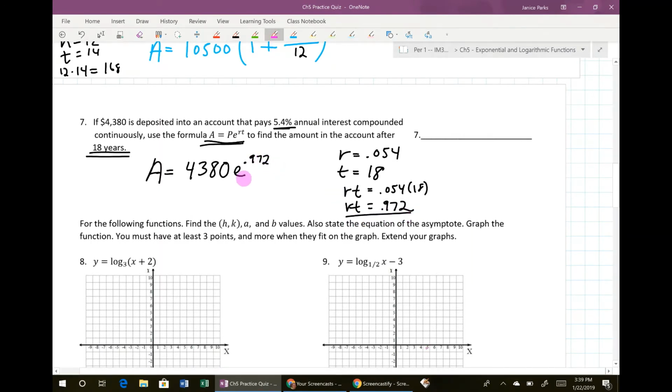So when you put that in your calculator, you're going to raise E to the 0.972 power. It's generally easier to do that exponent first. And then once you get that result, you multiply that by 4,380. That answer will be 11,000. Don't forget the dollar sign. $577.33.